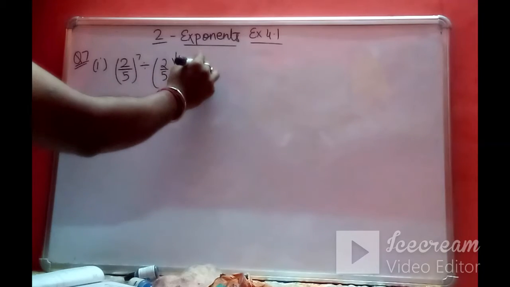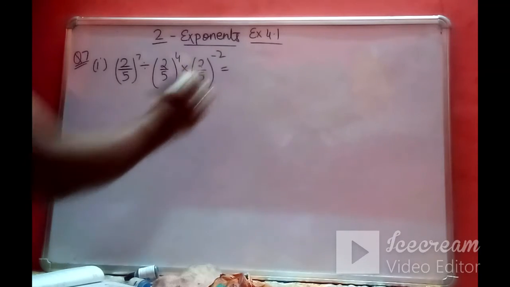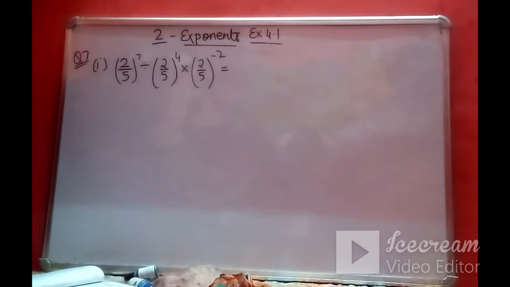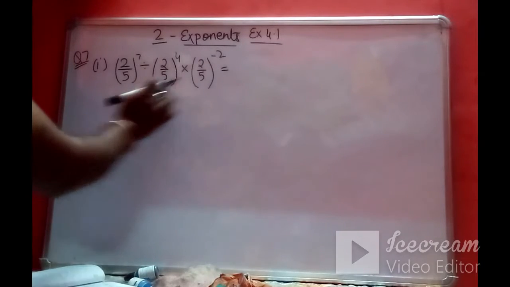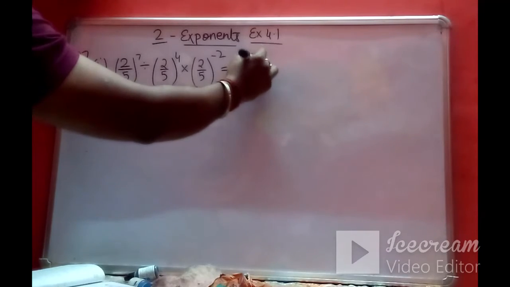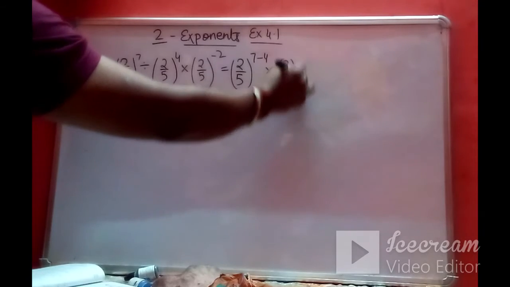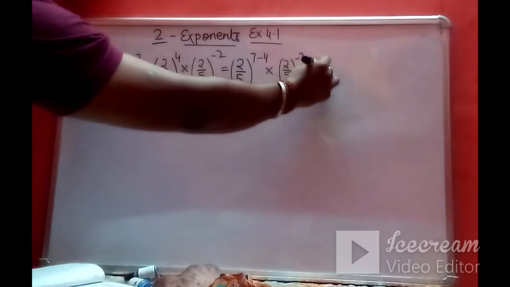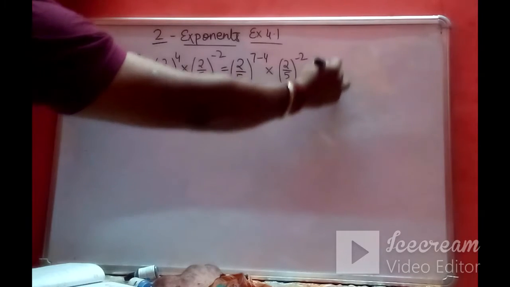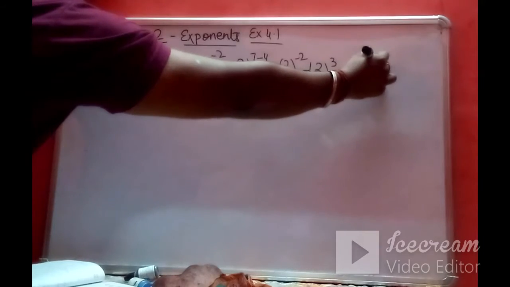into (2/5)^-2. Okay, so again we will use the property of exponents, the laws we have studied so far. This is a division sign, so these powers are going to subtract with each other, into (2/5)^-2. So it becomes (2/5), 7 minus 4 is 3, into (2/5)^-2.